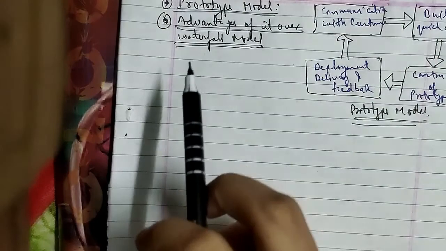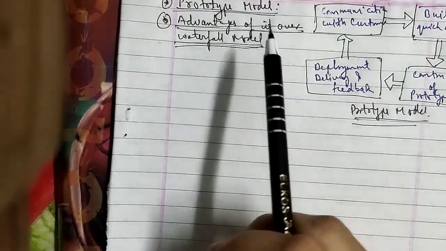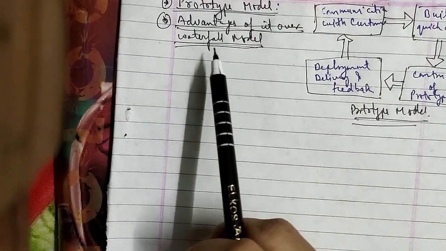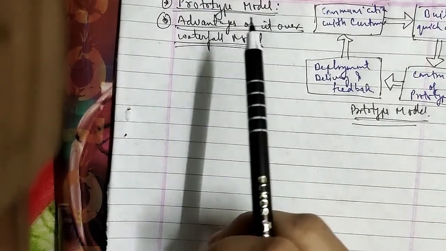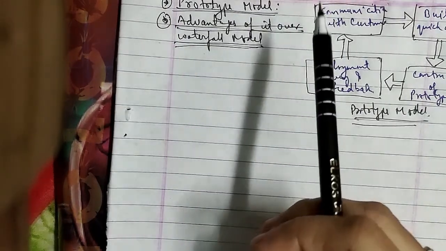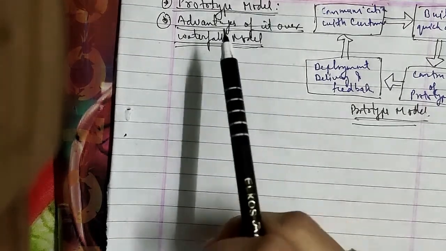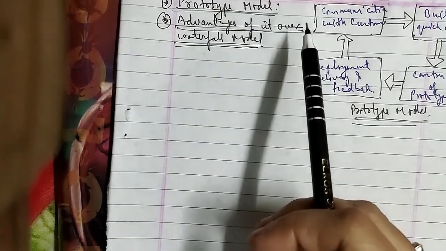In this, the general objectives of the software are defined but not detailed input, processing or output requirements; in such a case a prototyping model is useful. When the developer is unsure of the efficiency of an algorithm or the adaptability of an operating system, then a prototype serves as a better choice.